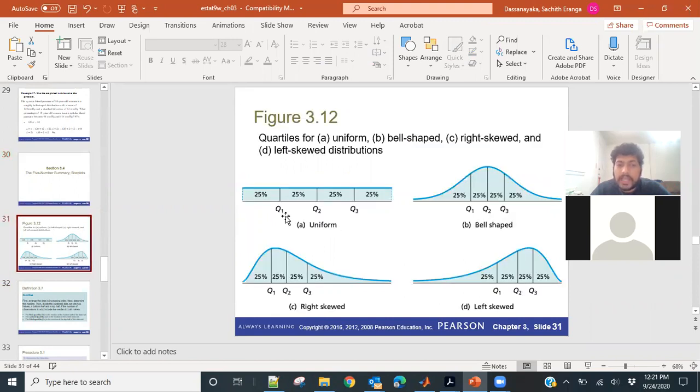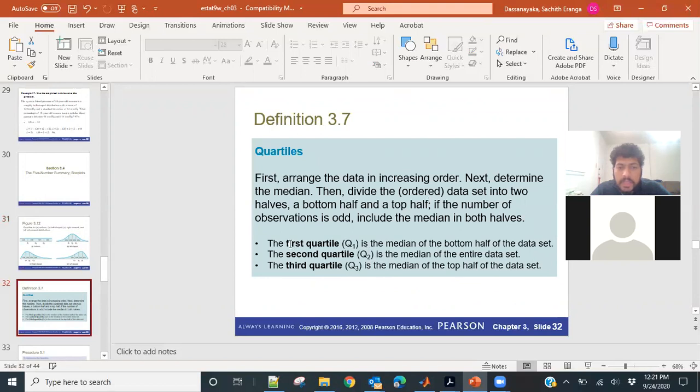It includes the quartiles, not the interquartile, quartiles. Q1, Q2, Q3. That's how we define it. Okay, let's check how we find this. The first quartile we denote by Q1, the second quartile by Q2, and the third quartile by Q3. These quartiles divide your data set into pieces.